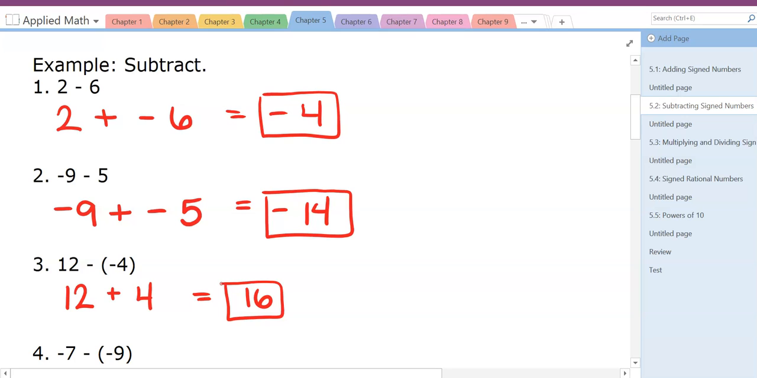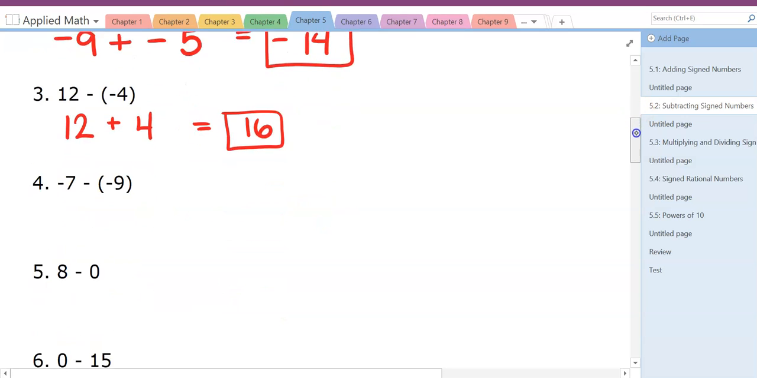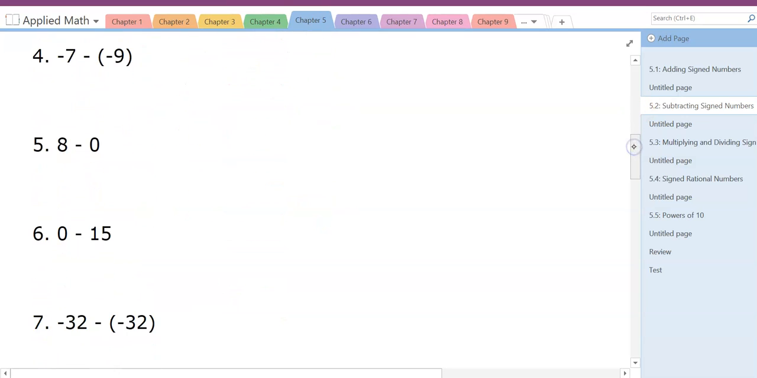Okay, so take a minute and finish out the rest of those on that page: 4, 5, 6, 7, and 8. Do all of them by yourself for just a second.